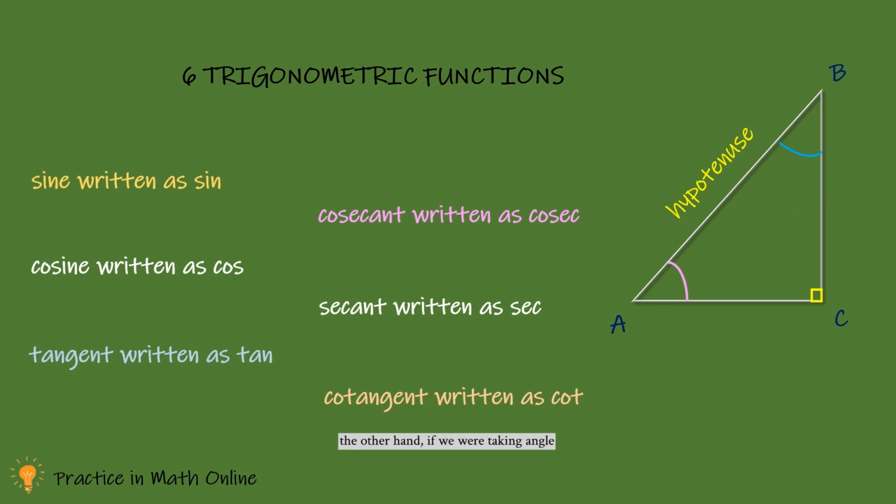On the other hand, if we were taking angle B, then the side attached to this angle, that means the side BC, will be called the base, and the side in front of this angle, that means opposite to that angle, side AC, will be called the height. That means the rule is the hypotenuse for a right angle triangle is always fixed as the longest side or the side in front of the right angle. The next thing is, for a particular angle, the other side which is attached to that angle is the base, and the side which is opposite to that angle is called the height.